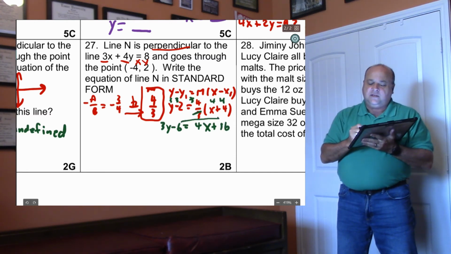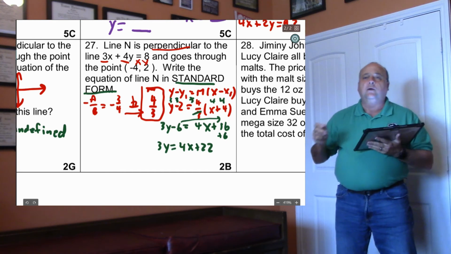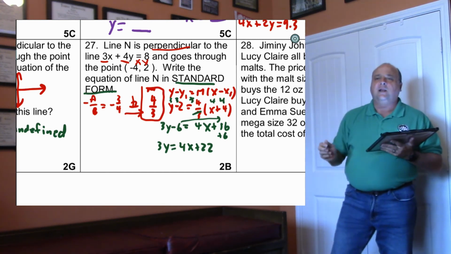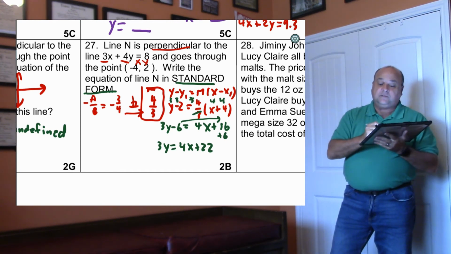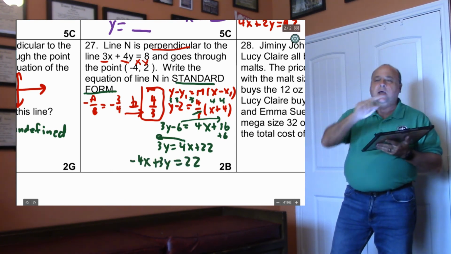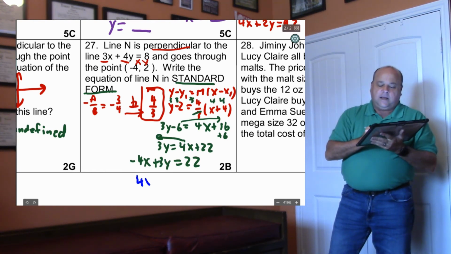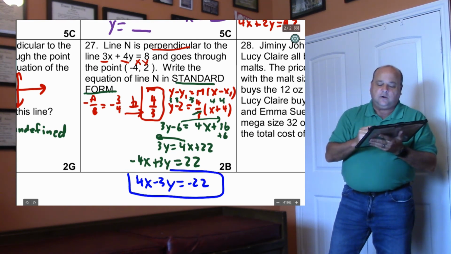And then move this 6 over. So I'm going to get 3y equals 4x plus 22. Now then, I want standard form, don't I? So the x has got to go to the left. Since my slope is positive, that x is going to turn negative. So negative 4x plus 3y equals 22. I've got to switch all the signs, don't I? So 4x minus 3y equals negative 22 is my standard form.